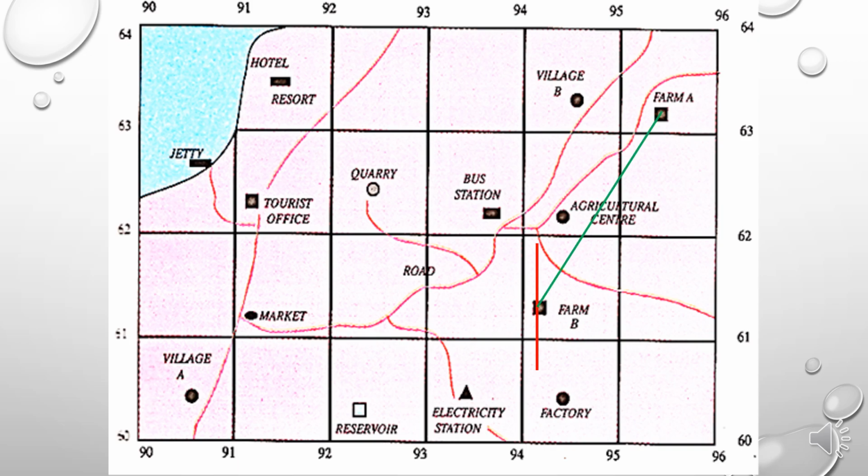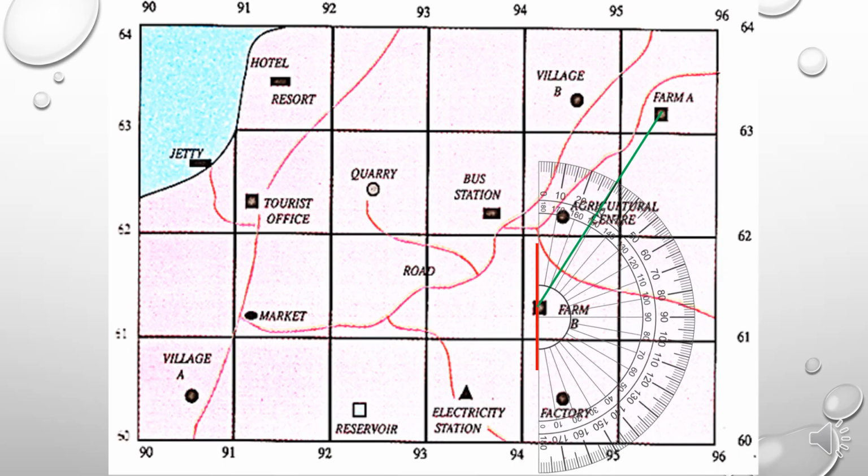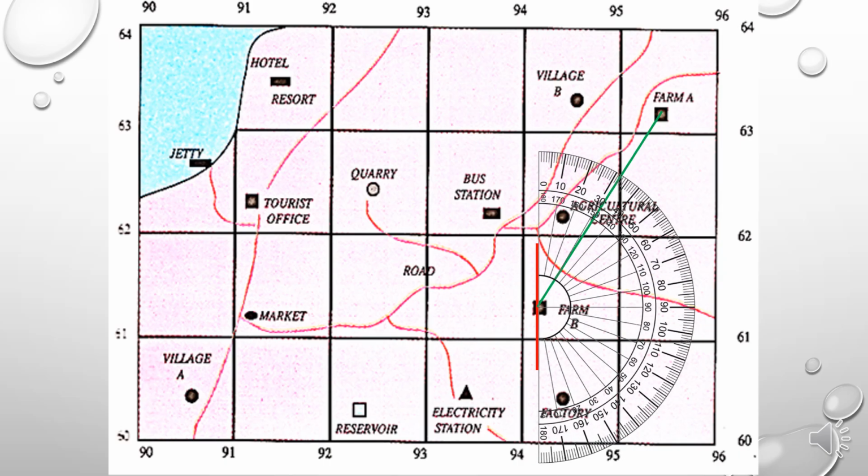The protractor is placed properly on the vertical line with its center on Farm B. Upon close observation, we see that the bearing of Farm A from Farm B is 32 degrees, since the line linking Farm B to Farm A passes through the 32 degrees angle.